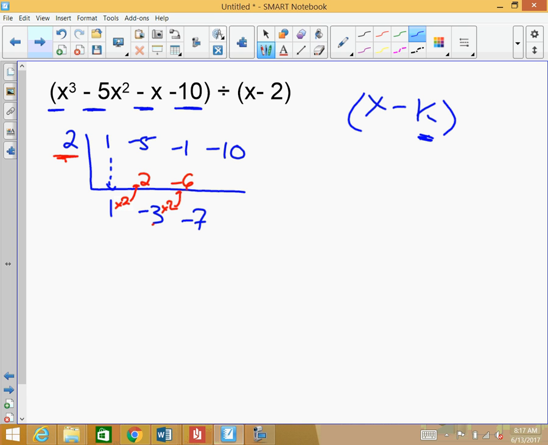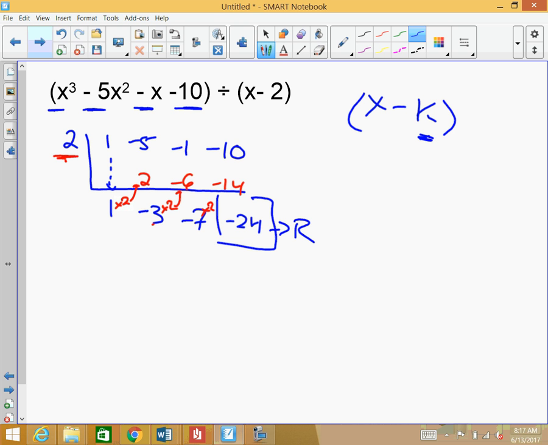So we just go from there. So we keep on moving it. And we got negative 7 times 2, and that's going to be negative 14. All right, so we got negative 10 minus 14, and that gives us negative 24. And this last one is our remainder. So this is the remainder box.